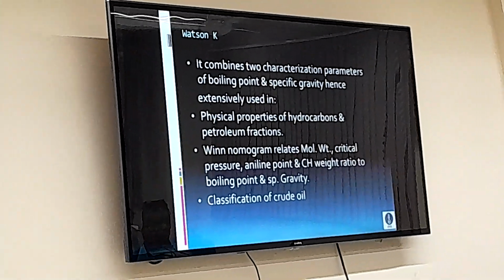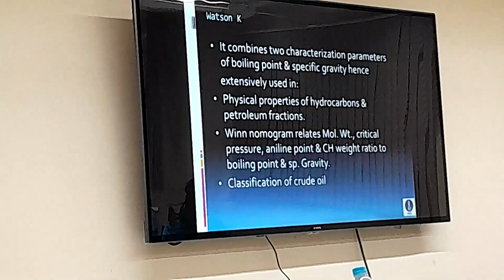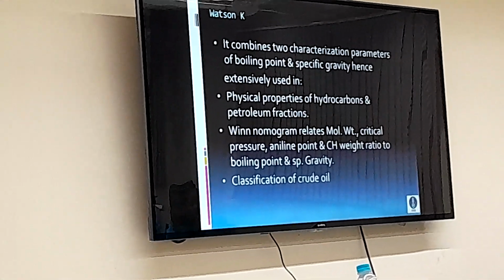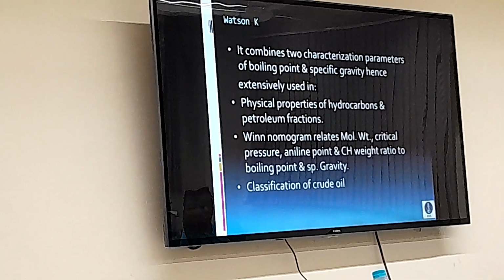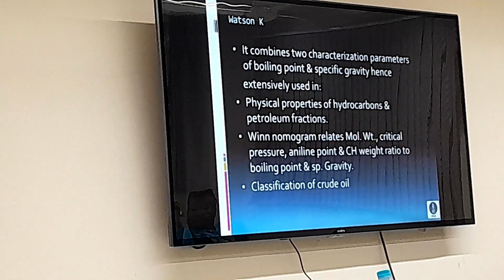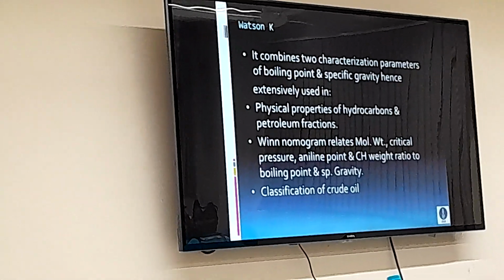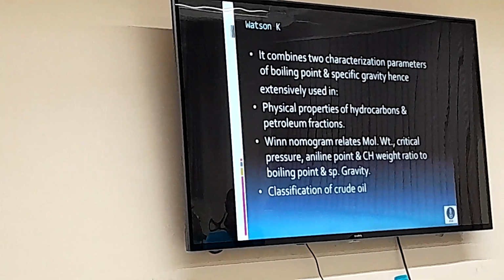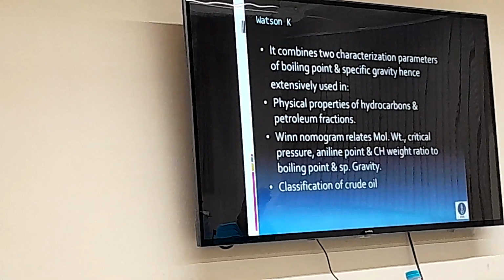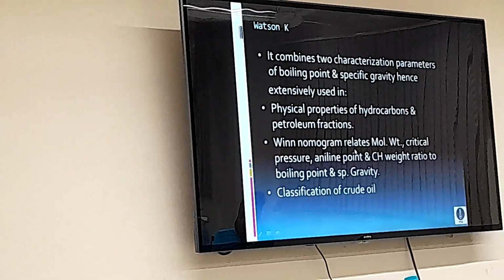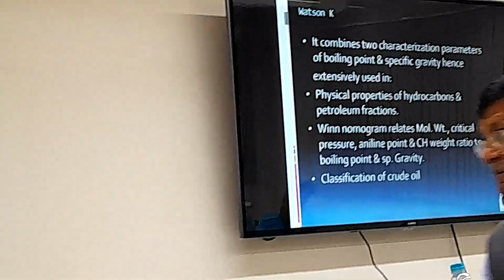Now, you see the significance of K. K is very specific, in that it combines two characterization parameters, boiling point and specific gravity, and is extensively used in physical properties of hydrocarbons and petroleum products. The Winn nomogram relates molecular weight, critical pressure, aniline point, carbon-hydrogen weight ratio to boiling point and specific gravity. This nomogram is like this structure.